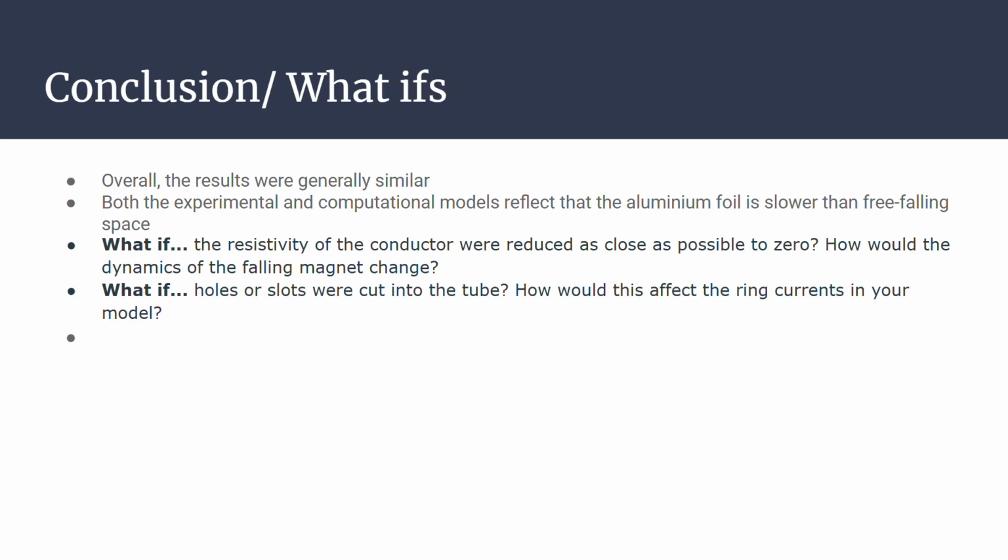And so overall, the results were generally similar. Both of the experimental and computational models reflected that the aluminum foil is slower than free-falling space. And so from this, if the resistivity of the conductor were reduced as low as possible to zero, the falling magnet would fall less effectively and honestly might not even fall through the pipe.